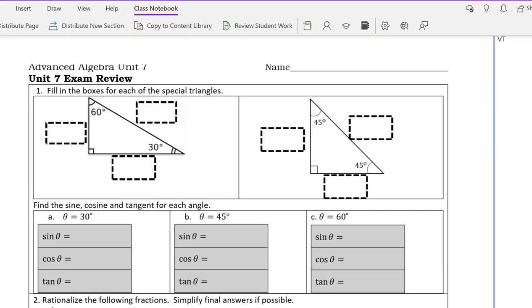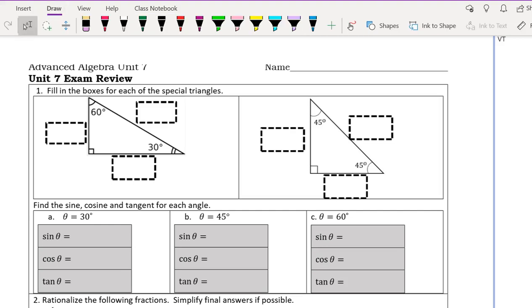Alrighty, so let's do the Unit 7 review. I'm going to do this in chunks. So looking at question number 1 and finding the sine, cosine, and tangent for each angle, we're going to do this based off of the two different special right triangles, the 30, 60, 90, and the 45, 45, 90.